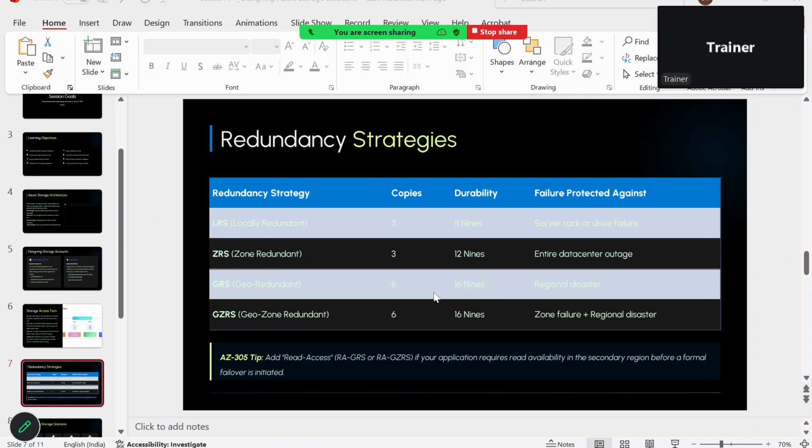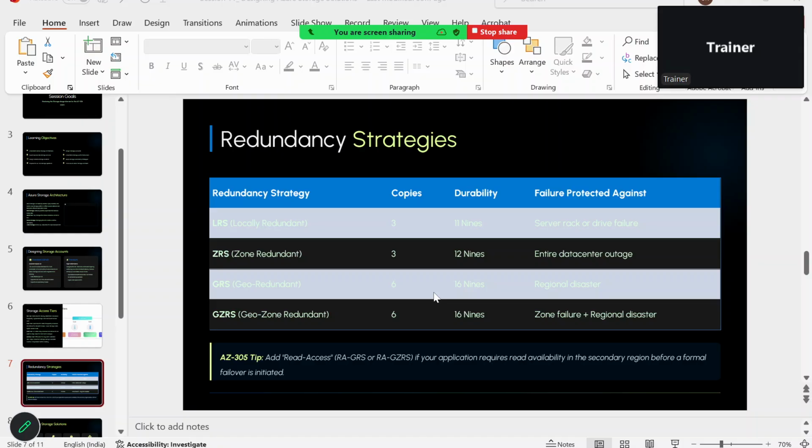And what about LRS versus GRS? If the feature is copies, LRS has 3 copies, GRS has 3 copies. If the feature is data center failure, there is no protection in LRS, but in GRS there is protection. For availability zone protection, no protection in LRS, but protection in ZRS. And for cost, it is lower in LRS and higher in ZRS.